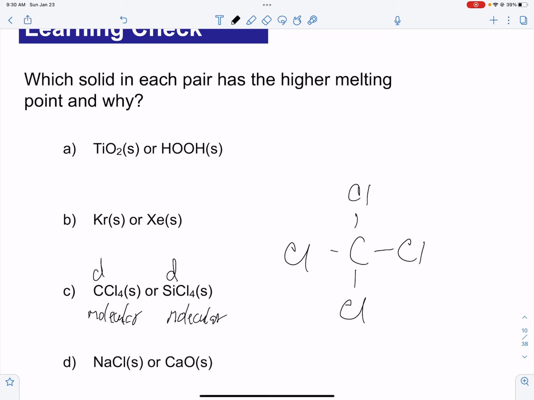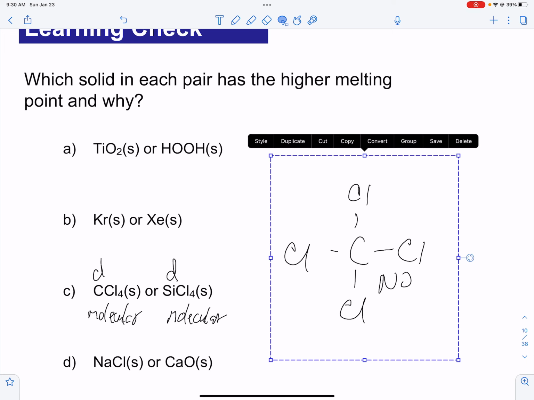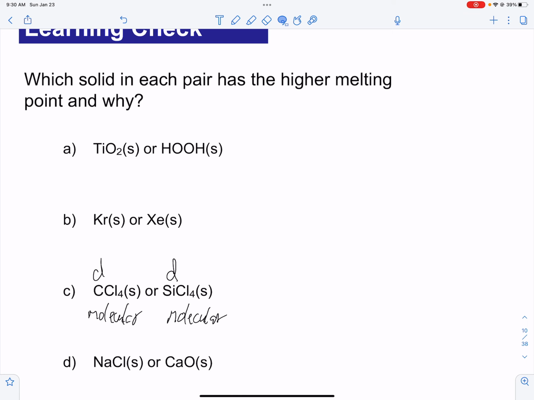That's all even, so it would be non-polar. So there's no dipole on that one. The same with the other one. So the only thing they have going for them is just dispersion. So which one is the biggest one? That would be, this will be the biggest one. Therefore, the one with the higher melting point.